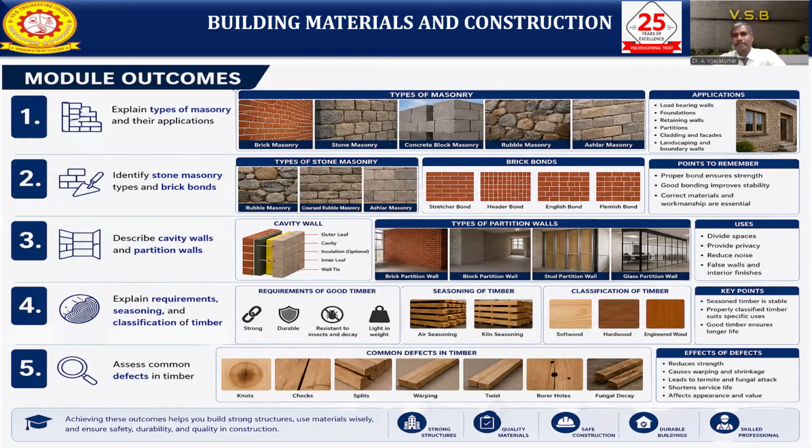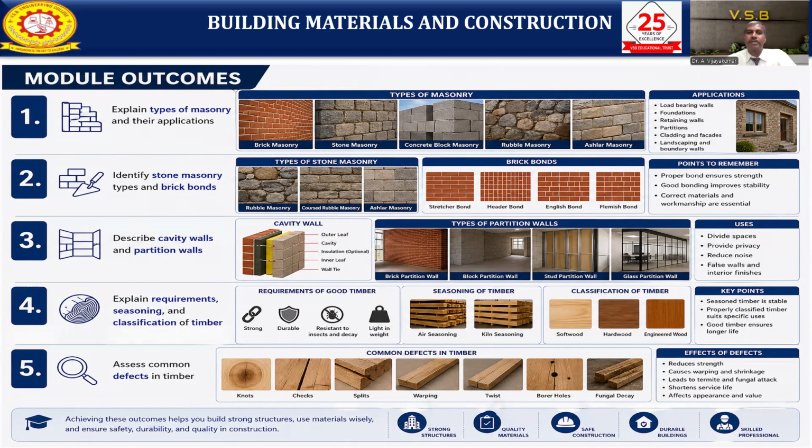Now you are able to understand, students. You can explain the different types of masonry and where each type is used for its applications. When you look at images wherever you go in the field, you can explain what a brick masonry, a stone masonry, a concrete block masonry, a rubble masonry and an ashlar masonry is, especially for load bearing structures, foundations, retaining walls and partition walls.